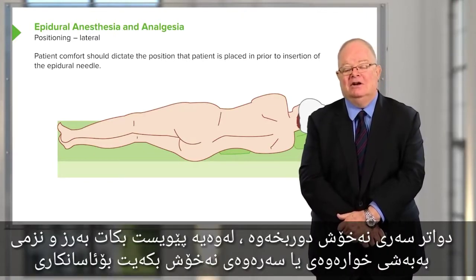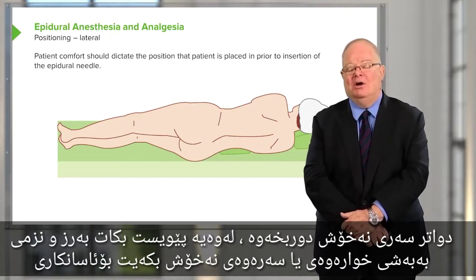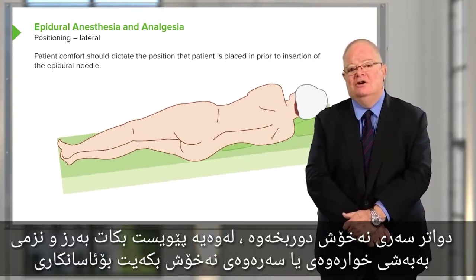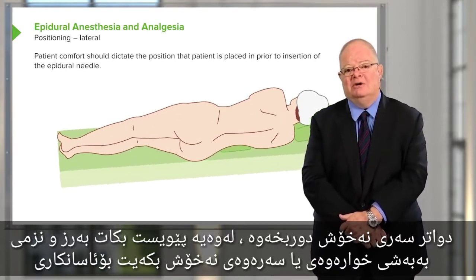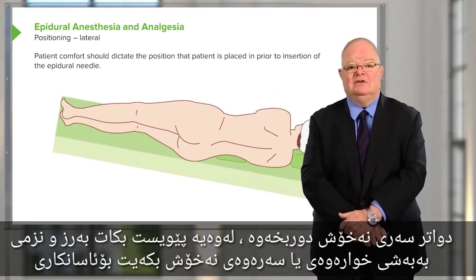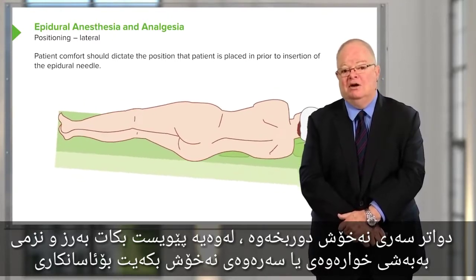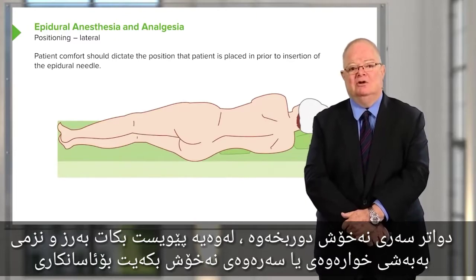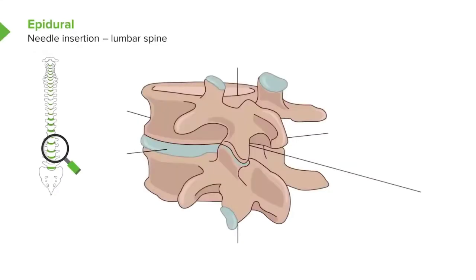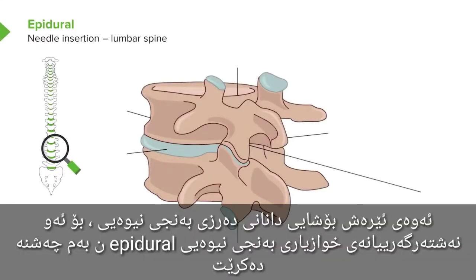But amazingly, it's quite possible to learn how to do this. It's unusual to put the patient's head up or down, but sometimes patients will request this, and it certainly is possible to put in an epidural with the patient in those positions. So this is the needle insertion for the lumbar space, and this is the kind of epidural we place for labor and for lower abdominal or limb surgery.